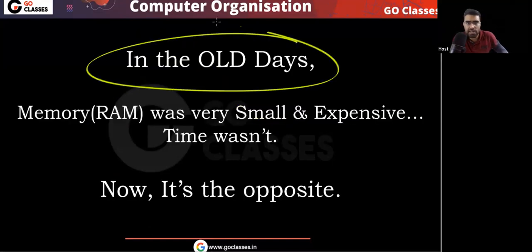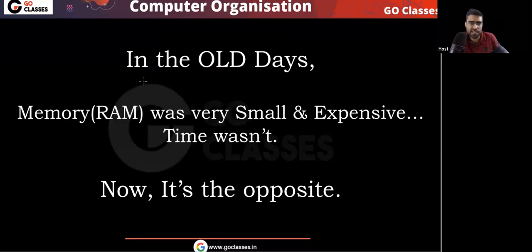See, in the old days, like in the 1960s, in the 1970s, the RAM was very expensive. You already know. Maybe you have seen the photo of the old days computer, the first computer. There was a very big computer. In the old days, the memory was very small and very expensive. 1 MB, 5 MB RAM was used in the computers.